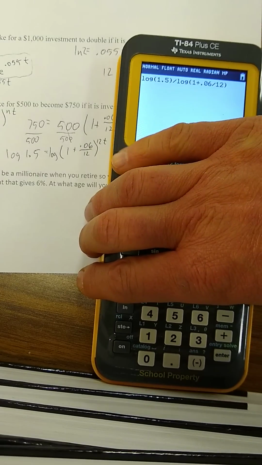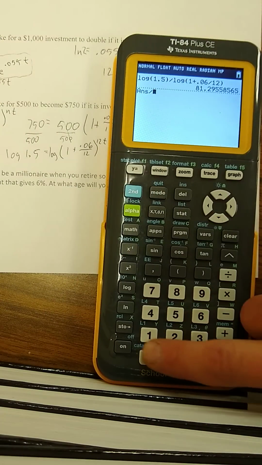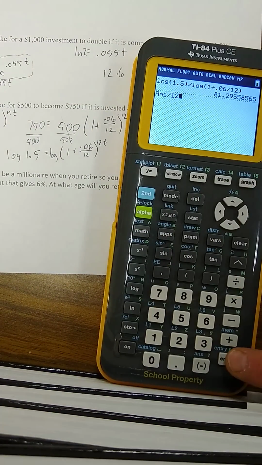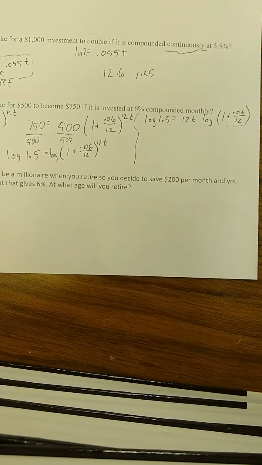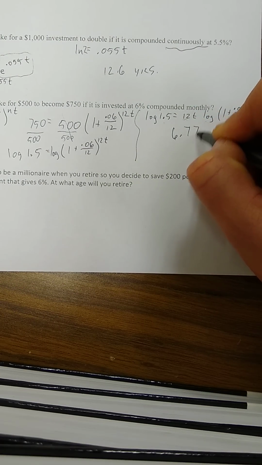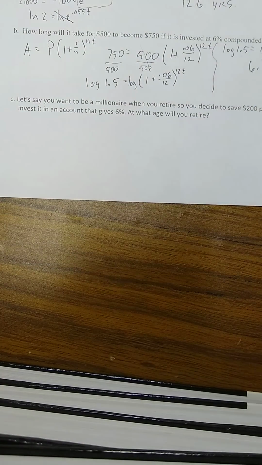Okay, got it, good. And then I'm going to divide by 12 as well, because I have to divide by that 12, and we should have it. Looks like it's going to take about 6.7 years. 6.77, 6.8 years.